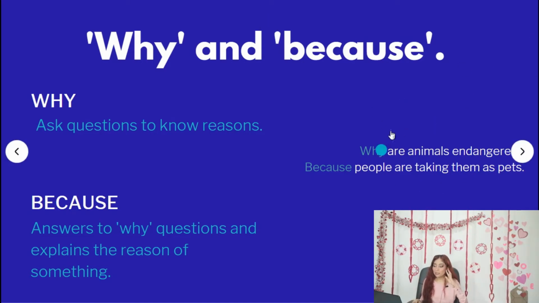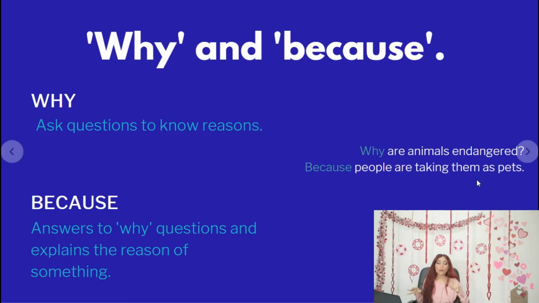Now, we have an example. I only chose one example because I thought it was good enough. So it says, "Why are animals in danger?" So this is asking the reason of something. "Why are animals in danger?" "Because people are taking them as pets." So in this answer, we are explaining the reason that we are asking about in the question, okay? It's easier than you think, okay?